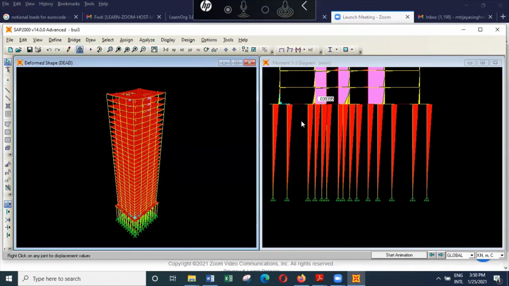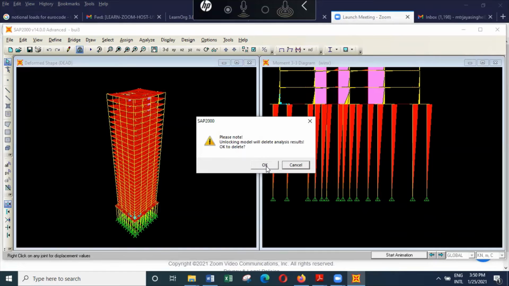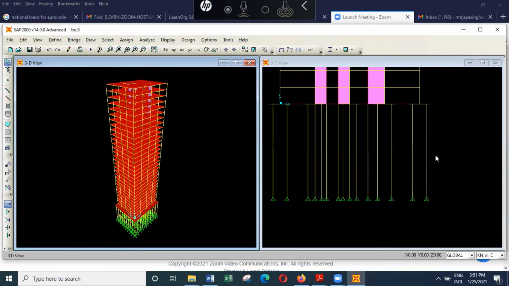So now I'm going to show you that this is not a workable model. So how do you convert it to a workable model? The way that we can convert it to a workable model is by applying springs. Now the question is, how do you apply springs? And what do you mean by a spring?